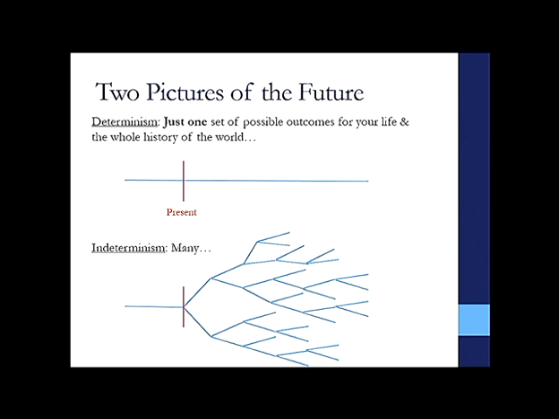Each point of the fork is a point at which you have a choice. And the indeterminist says the world can go either way. You can stay, you can leave. It's not fixed.